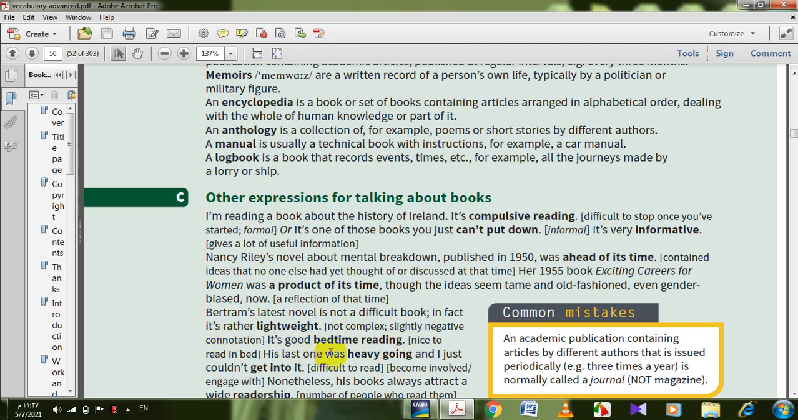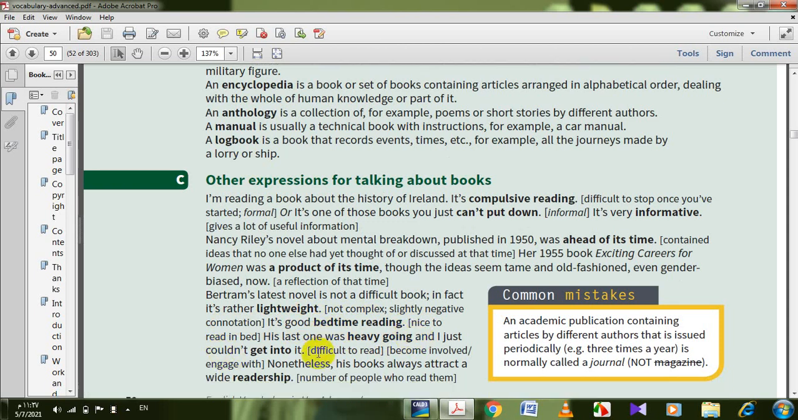It's good bedtime reading. Nice to read in bed. Okay, his last one was heavy going. Okay, difficult to read. This is heavy going.